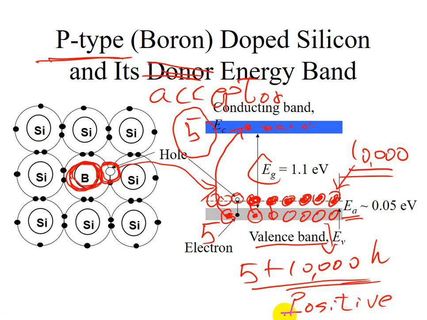So we say this is a so-called p-type semiconductor. When silicon is doped with group 3 element boron, you form a p-type semiconductor.